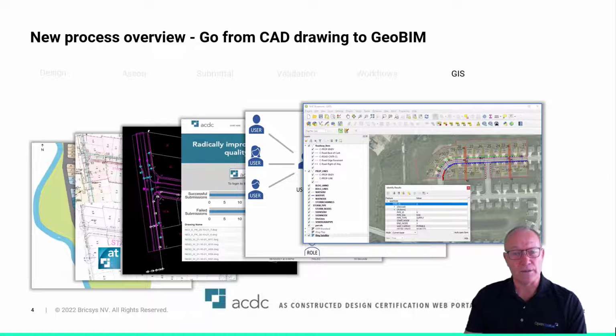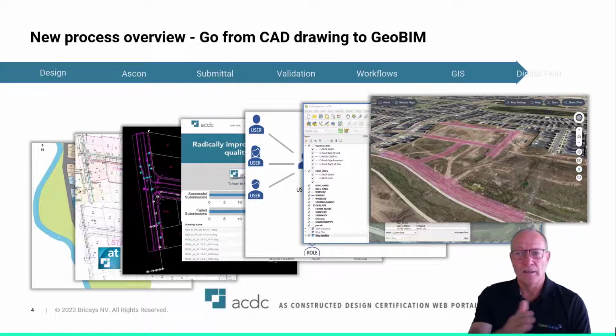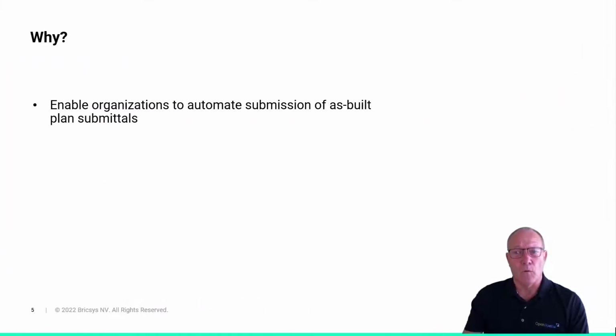These days, we can also take that information and push it straight into a digital twin or GeoBIM model. And so here you're actually seeing the construction data, the CAD data from the plans digitally, and they contain all the attributes that go with it. So that's the overview. So let's take a look at why we would want to do this.